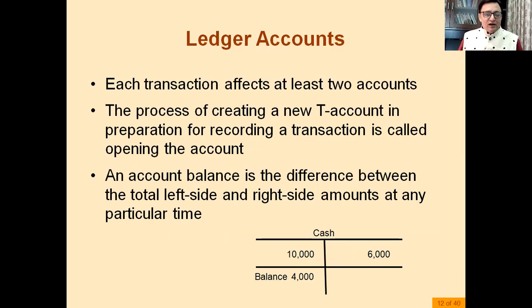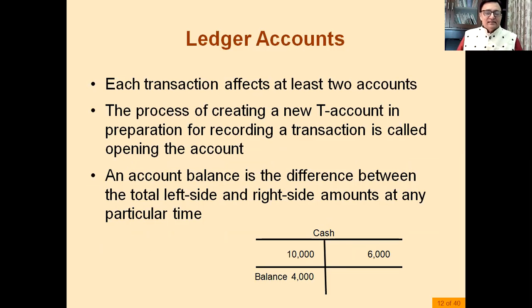So the process of creating a new T account for recording a transaction is called opening an account. So whenever a journal entry is made, and we correspondingly transfer it into the ledger accounts, if the account already exists, we will make the entry into that. If the account does not exist, we will open an account, that is called opening of an account.